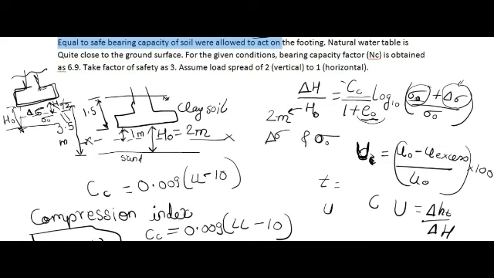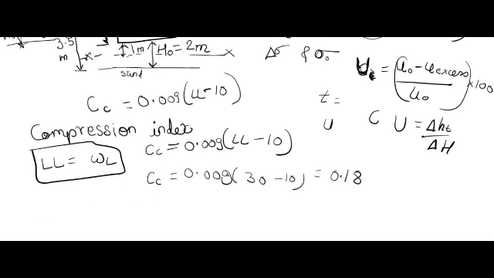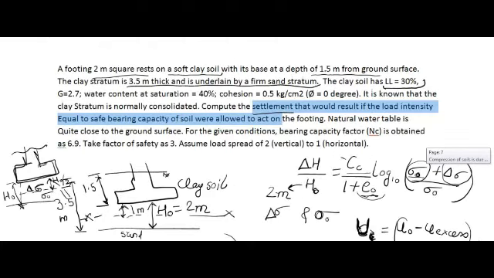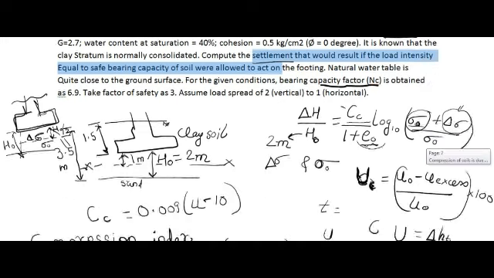So in the problem, what is given? If you look at the problem, it has given the specific gravity, and then it has given everything to compute settlement, and the water content at saturation is 40%. Okay, so all these things are given. The factor of safety, the bearing capacity factor. Now this is the thing, it has given the bearing capacity factor NC.